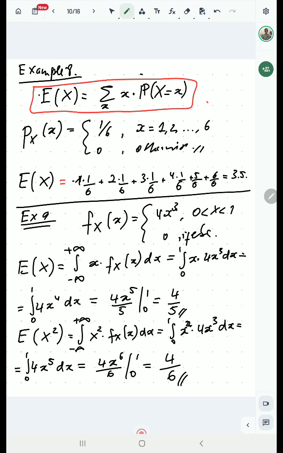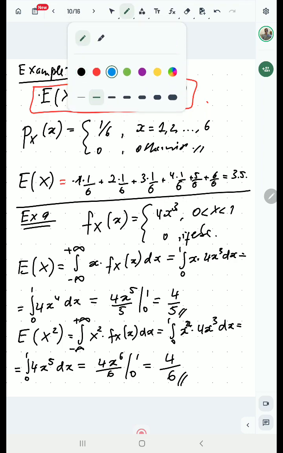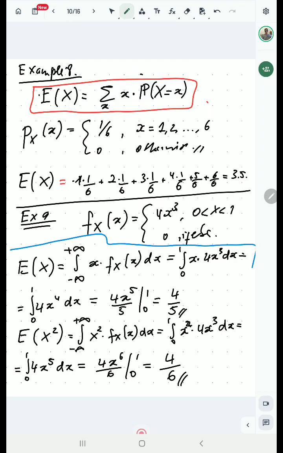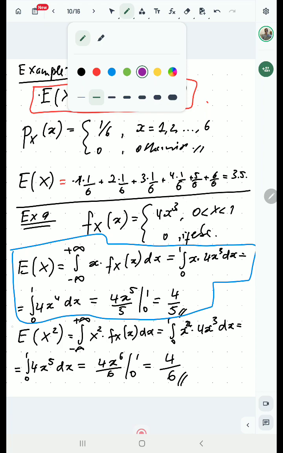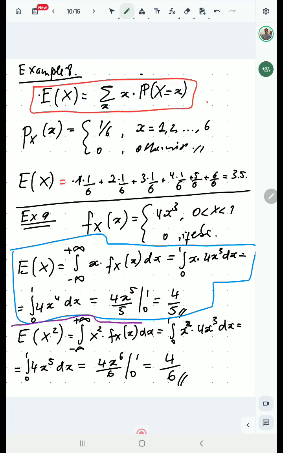Okay, maybe I have to put them within the box. So this is one of the answers, and this, let me use another column, is the solution to the second question.